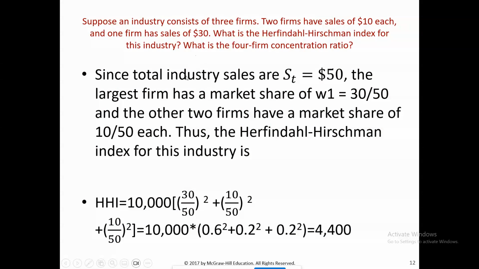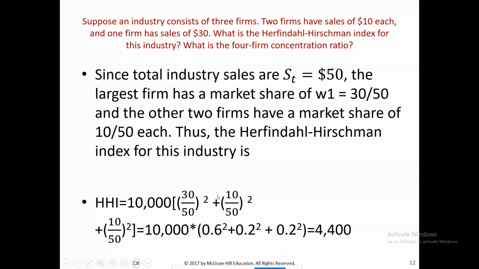So first of all, you're supposed to calculate the total industry sales. The first 2 got $10 for each one, so 2 of them is 20, and 1 got 30, so 20 plus 30 is 50. And the largest firm's market share is 30 over 50, which is 0.6. The other 2, each one got 10 over 50, which is 0.2.